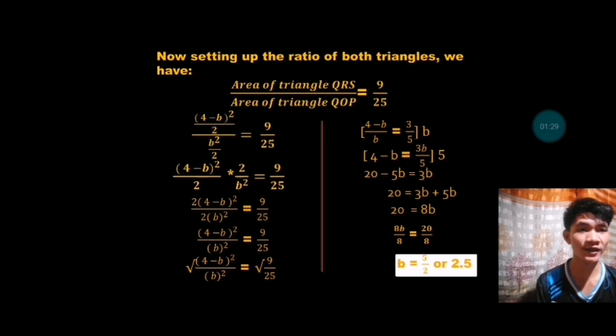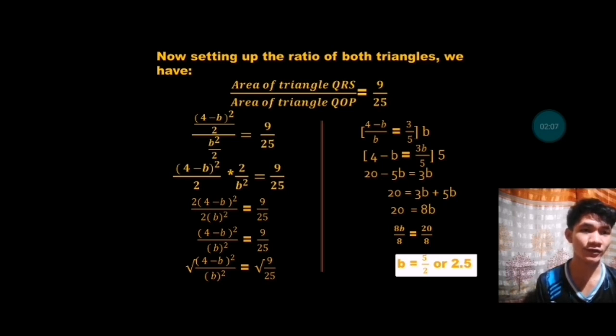So to get rid of B in the denominator on our left side of the equation, we simply multiply the whole equation by B. That gives us 4 minus B equal to 3B over 5. Then to eliminate the 5 on the right side of our equation, we multiply the whole equation by 5. That gives us 20 minus 5B equal to 3B. Simplifying further, we have 20 equal to 3B plus 5B. That gives us 20 equal to 8B.